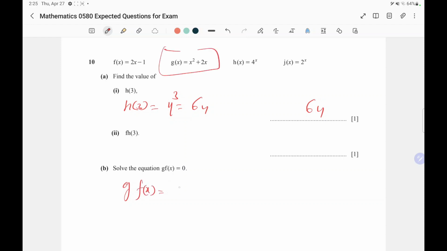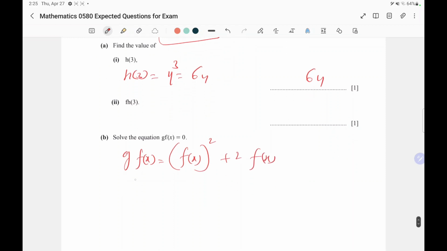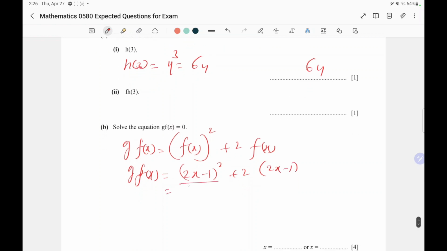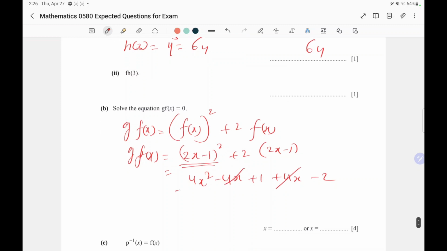So this is my g(x). So g of f(x), x became f(x), so this is f(x) whole squared and then twice of f(x). Now what is f(x)? f(x) is 2x minus 1. So (2x minus 1) squared, and twice of (2x minus 1). If you expand it, you will get 4x squared minus 4x plus 1. Here you will get 4x minus 2. The 4x and minus 4x you can cancel. Now 4x squared minus 1 you will get.